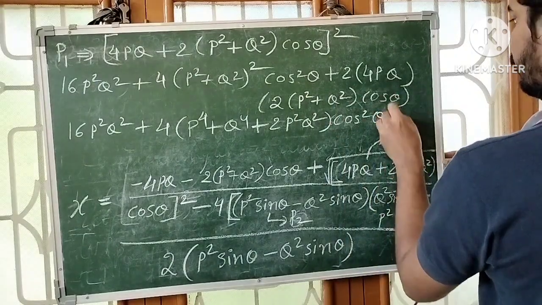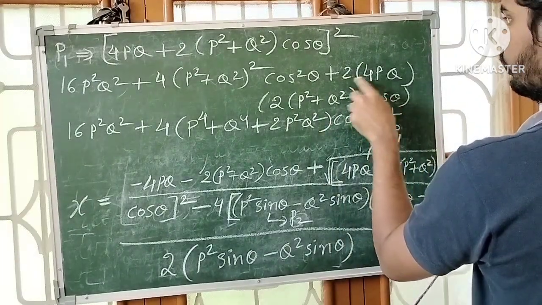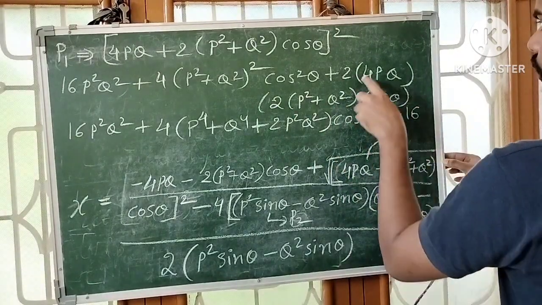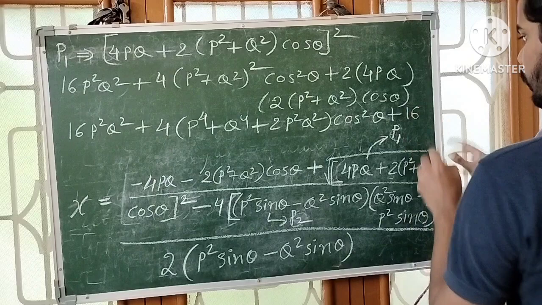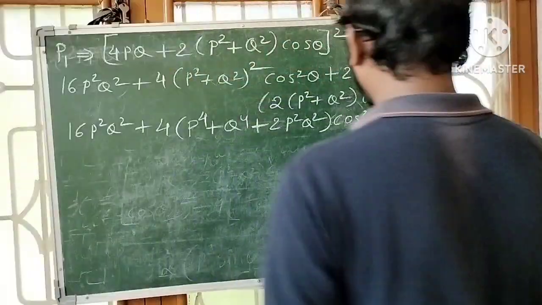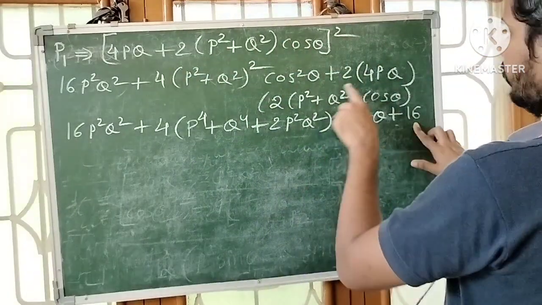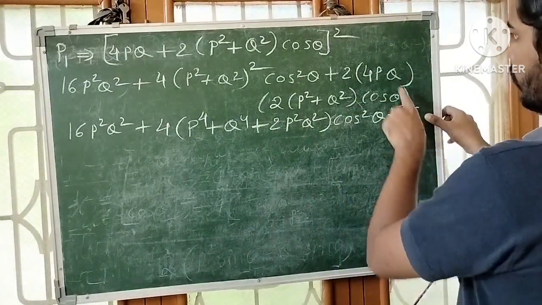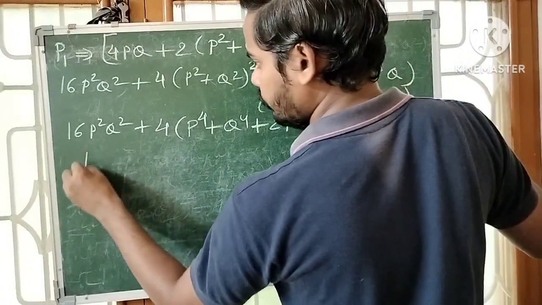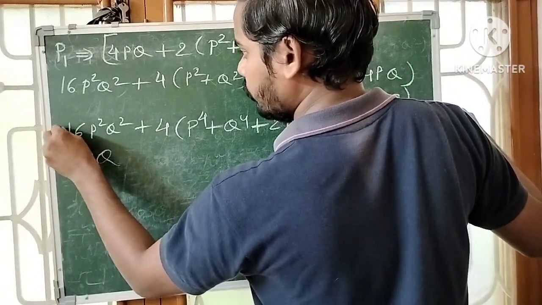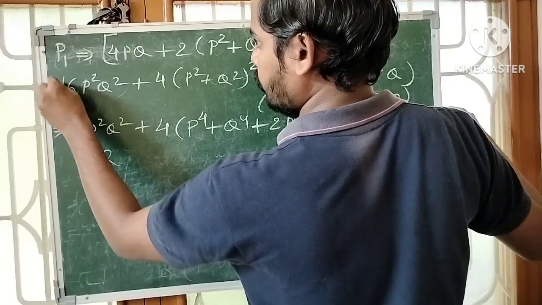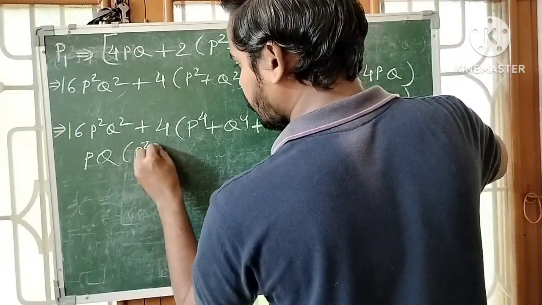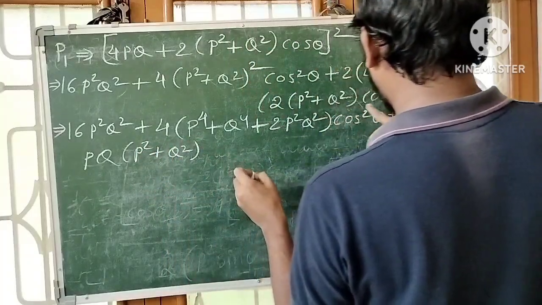Next, just multiply. 2 into 4, 8. So 8 into 2, 16. So 16 PQ. Okay, so 2 into 4, 8, 8 into 2, 16. So 16. Next PQ into P square plus Q square into cos theta.